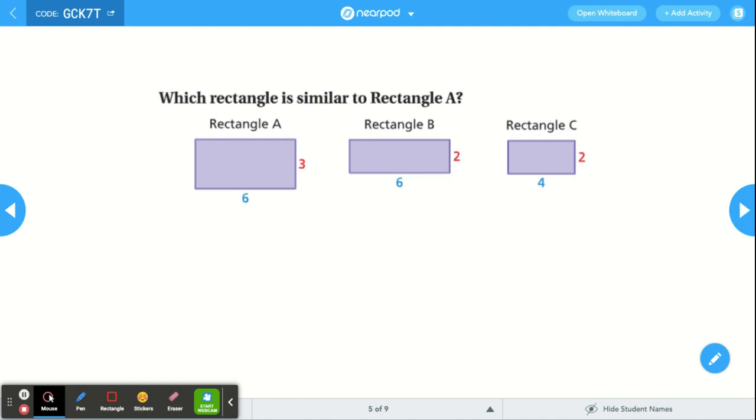All right, so let's take a look at an example where they're asking you which one of these rectangles is similar to A. So what I want you to do is maybe copy these three down, rectangle A, B, and C, and then just try to predict which one you think is going to be similar to A. I could tell just by looking at them which one is probably the similar shape.